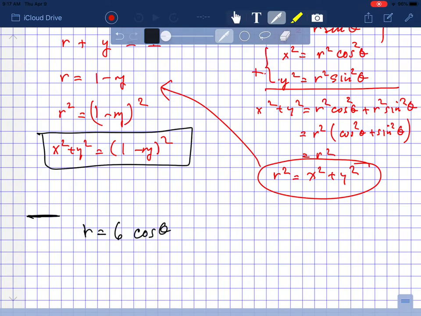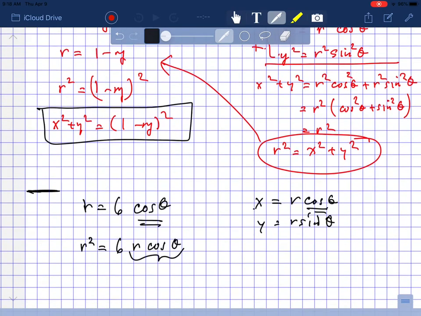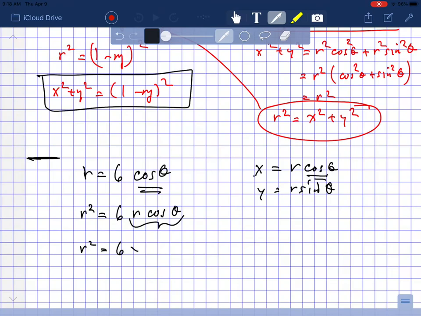Right? So, again, I want to appeal to these transformation equations. Let's see what we can do. Here I have cosine theta, and over here I have cosine theta times r is equal to x. So it would be nice to have an r here. So I'm going to multiply both sides of this equation by r. Now sitting here, I have x. So I have r squared is equal to 6 times x.